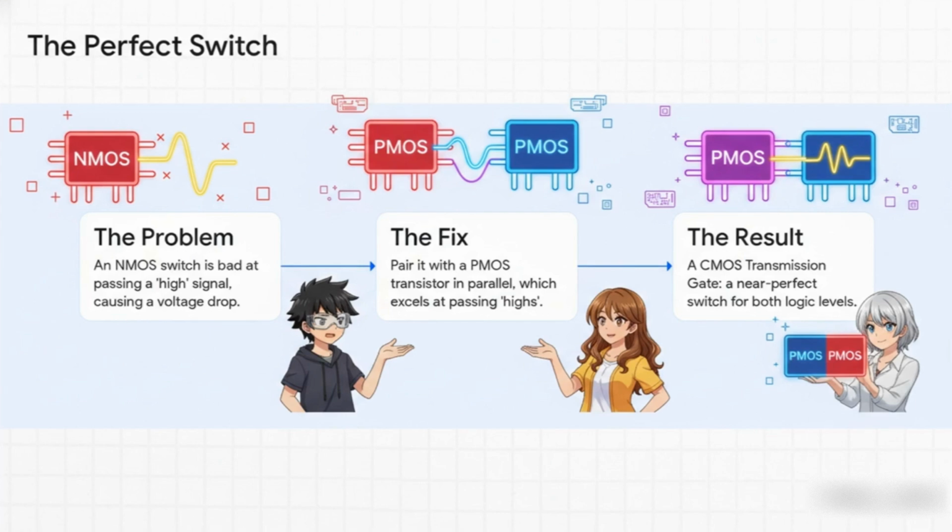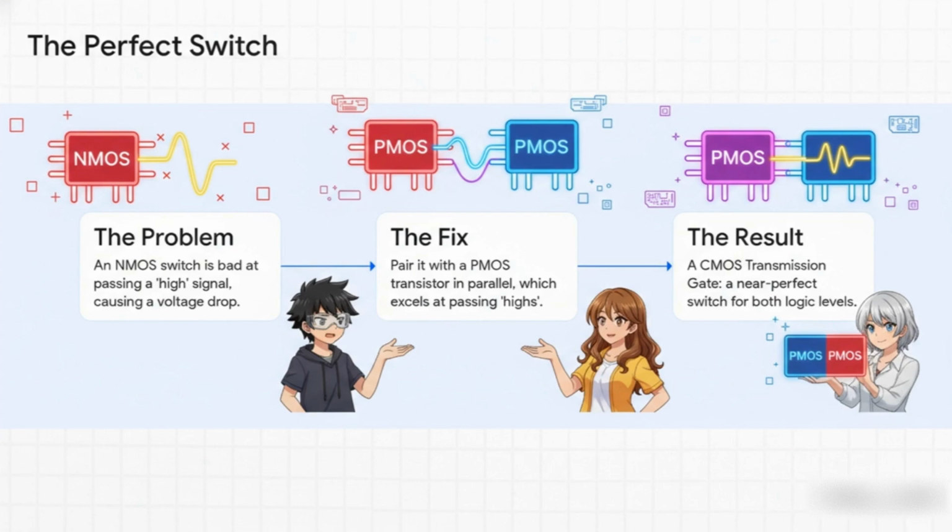A single NMOS transistor, it's great at passing a 0, a low signal, no problem, but it is terrible at passing a 1. The voltage drops, the signal gets weak, so the fix in step 2 is just beautiful. You put a PMOS transistor right there beside it in parallel. And guess what? A PMOS has the exact opposite problem. It's great at passing 1s, but bad at passing 0s.